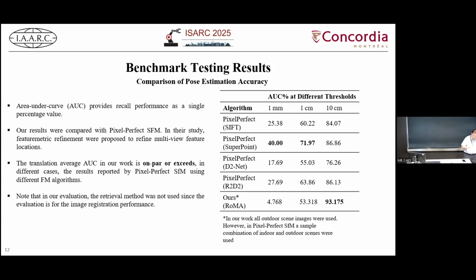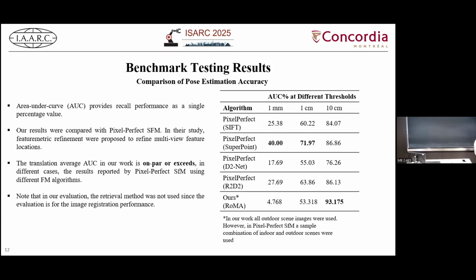Because we scanned all 35 images, we draw the area under the curve. If you see this one, this is the existing method. Our method is here, which means 40% of the images are registered with 1 millimeter accuracy. Of course, this one is a deep integration, which means they use the images for building the model, so they are doing the bundle adjustment as well. That's why accuracy is much higher than ours.